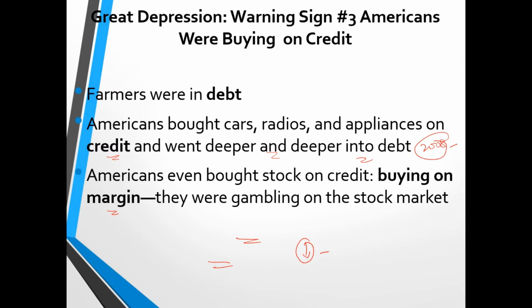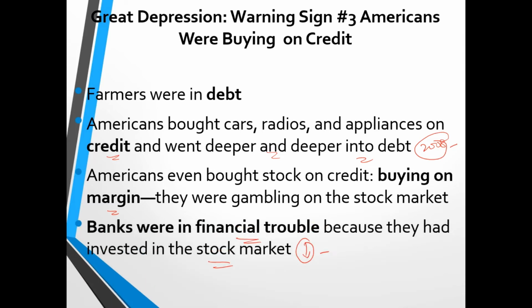It was more dependent on housing. This was dependent on buying luxurious goods. Americans even bought stock on credit, buying on margin. They were gambling on the stock market. Similarly, banks were in financial trouble because they had invested in the stock market. So to bail them out, the interest rates were raised first of all.